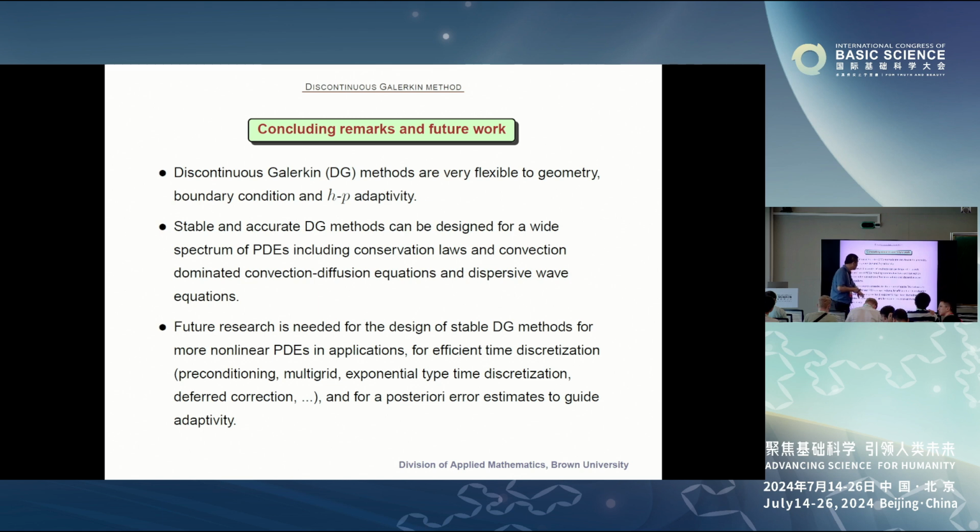So I basically would want to conclude here. What I want to say is that DG methods are very flexible with respect to geometry, boundary conditions, hp adaptivity, parallel efficiency, and so on. Up to now, stable and accurate DG methods can be designed for a very wide spectrum of PDEs, including conservation laws, convection-dominated convection diffusion equations, dispersive equations, and so on.